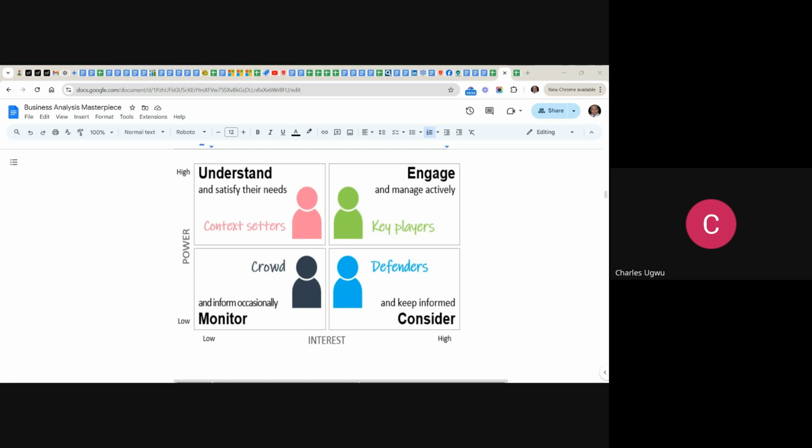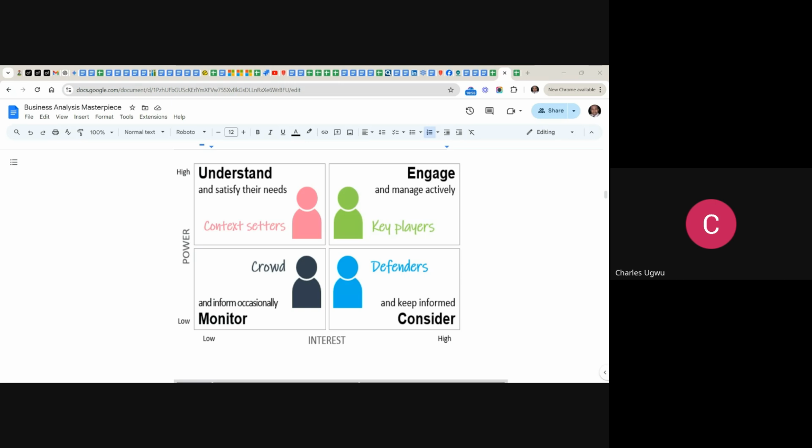And mind you, they are the people that are going to use this system you are implementing. You have to keep them updated with the current information, what is going on. They need to be in the know because they are the people going to use the system. Although they don't have power, they are the end users of that product. So that is what this means: consider and keep informed. Update them about what is going on.